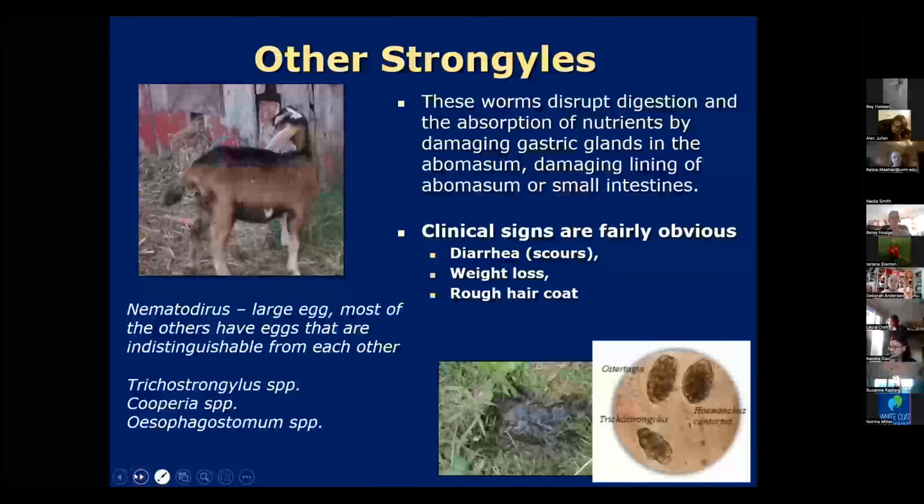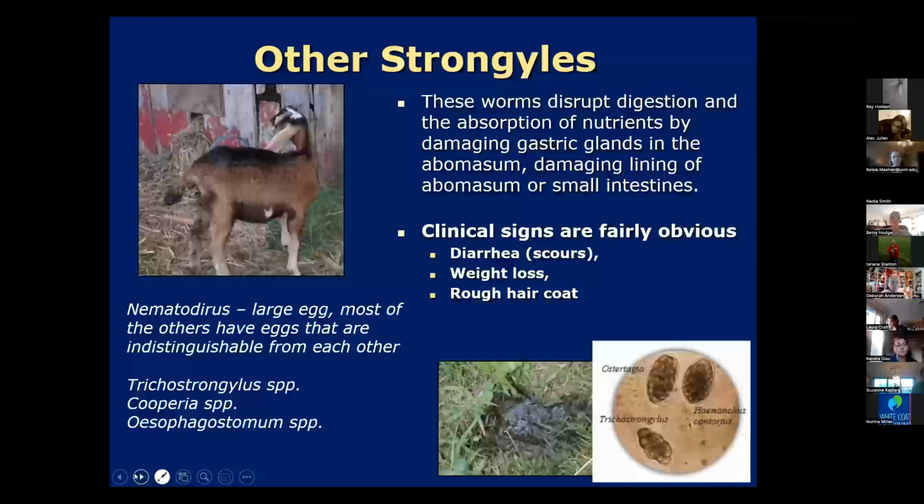There we go. And there are other strongyles or stomach worms. And these worms all disrupt the digestion and absorption of nutrients by damaging the gastric glands and the lining of the abomasum or the small intestines. And the clinical signs are fairly obvious. What we were just talking about: diarrhea, scours, weight loss, rough hair coat, unthriftiness.